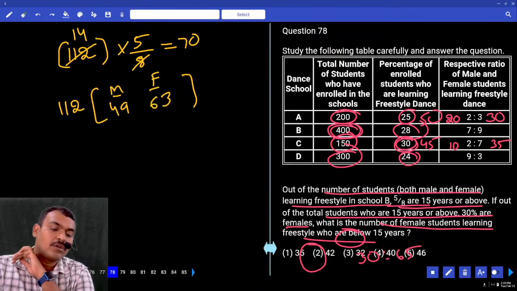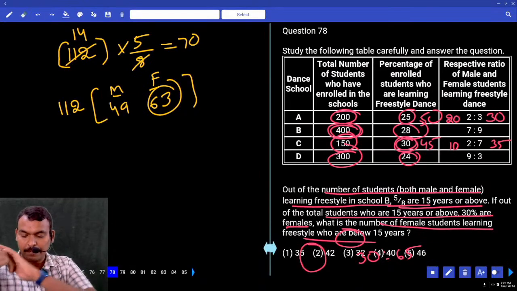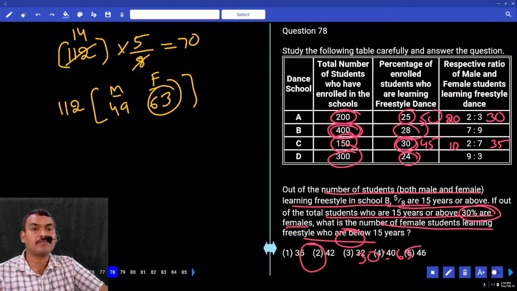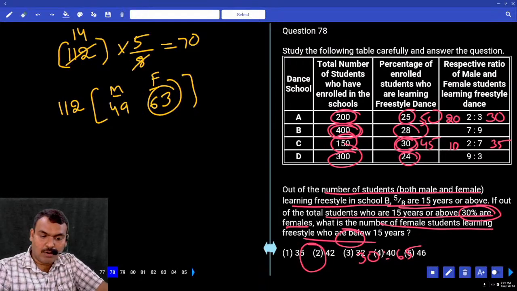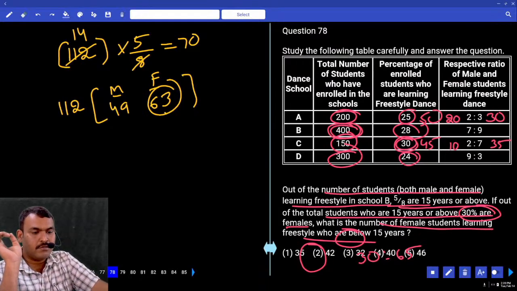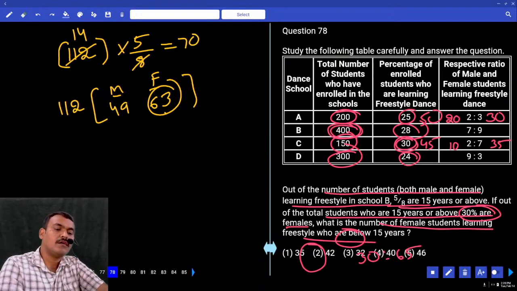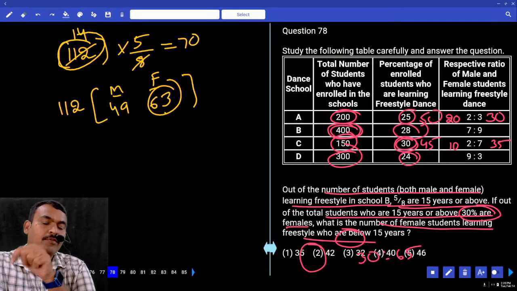Okay. What is the total females? 63. Total females are 63. And here, out of the total females, 30% are 15 years or above. What is the total freestyle? 112. In that, 15 years or above, 70.